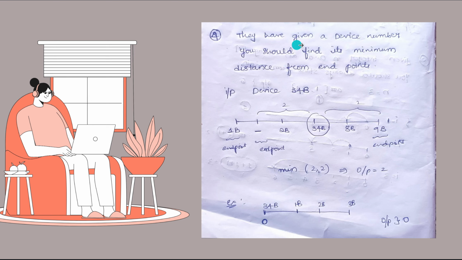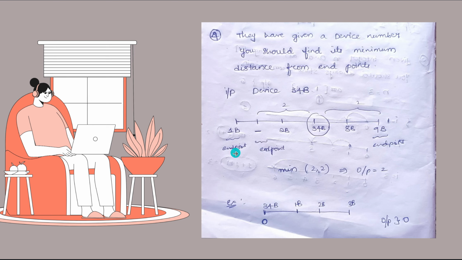Fourth question, they have given a device number and you should find its minimum distance from the endpoints. Okay, see, you are given a device number 34B, and you are given a line where you can get several device numbers, and these are endpoints. If you have slash or underscore, that is also considered as an endpoint. Now you should return the minimum distance from the endpoints to this given device.